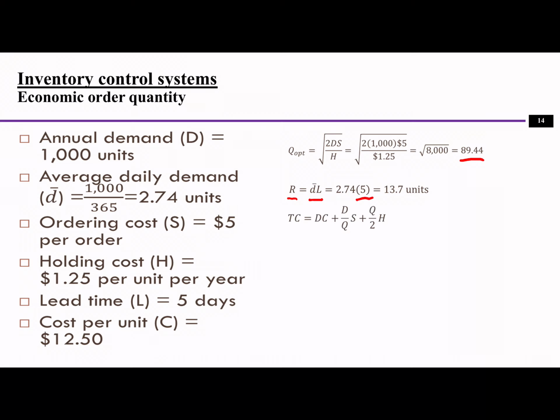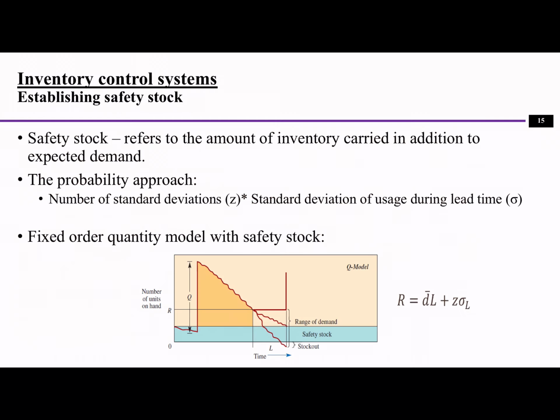Then we can calculate the total annual cost, which equals D times C plus D divided by Q times S plus Q divided by 2 times H. Because you already know the EOQ, you just use it in this equation to find the total annual cost. So this is an example of using economic order quantity to determine the quantity you need to order in order to minimize the total annual cost of materials.